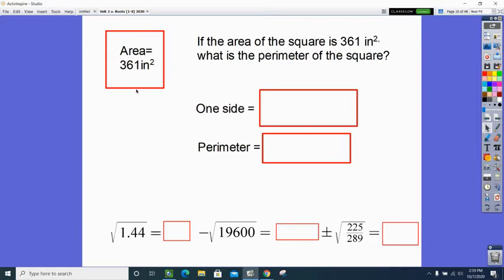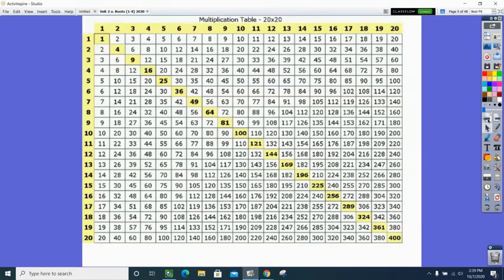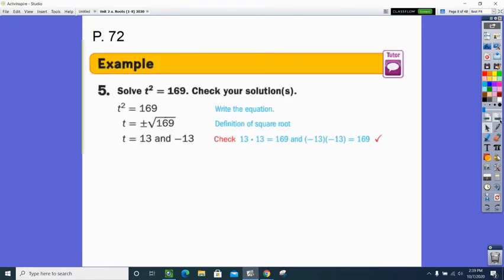So if I was to find the area of a square, I would have taken one side times itself. I would have taken a side squared. So to get back to it, I have to do the opposite operation, which is to take the square root. So we're going to go back to our perfect square trail, looking for 361. It's way down here. And if I go up, you see that it's 19. So the square root of 361 would be 19.